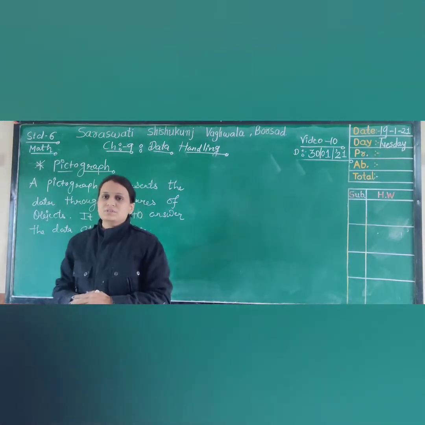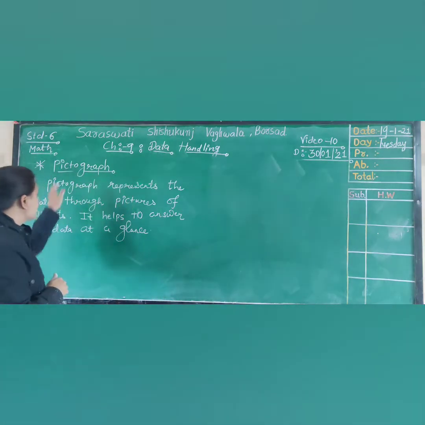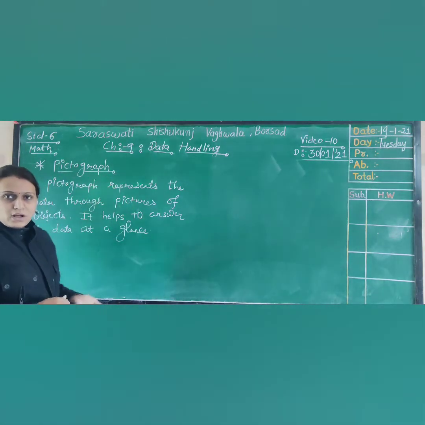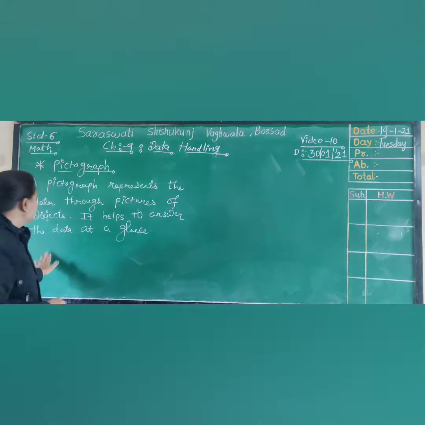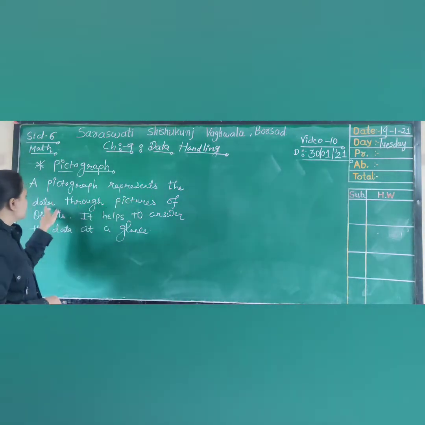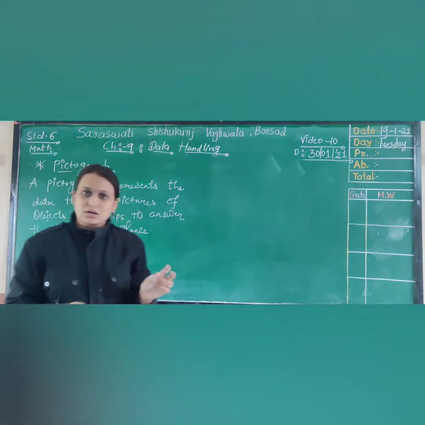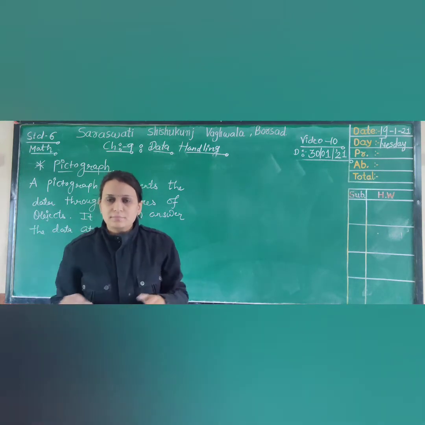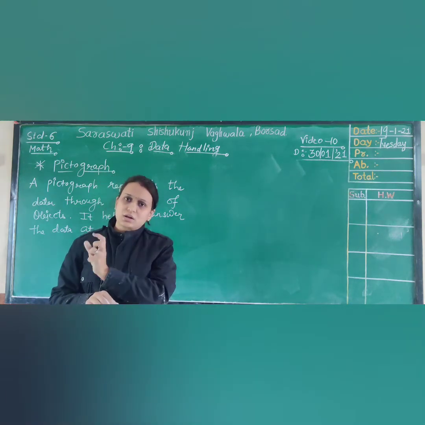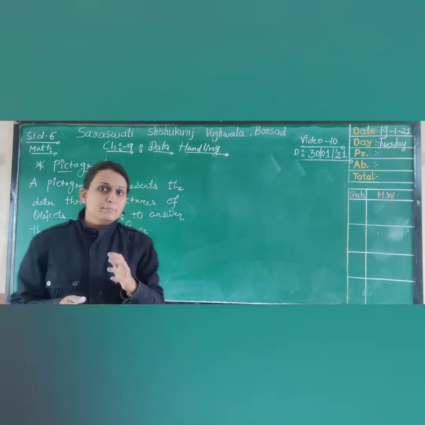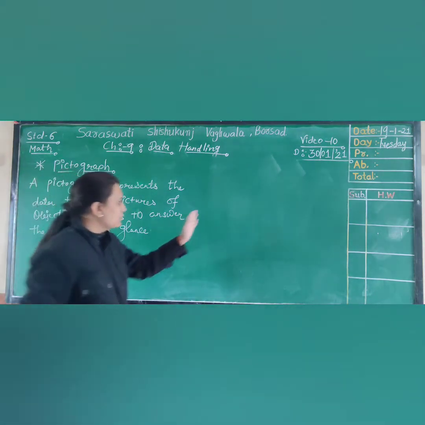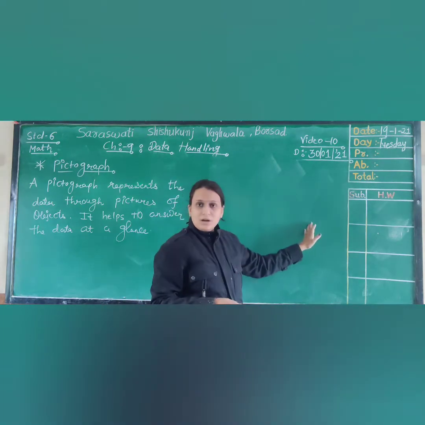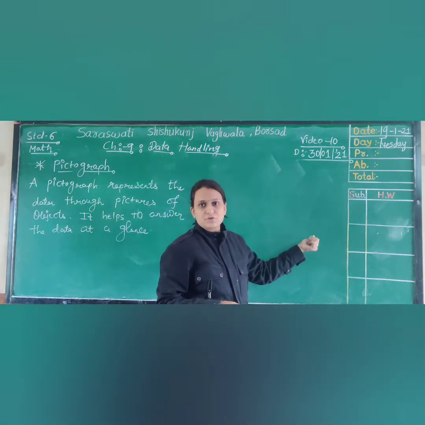Okay, so after the frequency distribution table, our next topic is pictograph. Pictograph means what? Picture based graph. A pictograph represents the data through pictures of objects. Suppose we want to define chocolates. In your pictograph you have different chocolates. That is known as a pictograph, and it helps to read the data at a glance. After counting the pictures, we can identify how many chocolates are given.